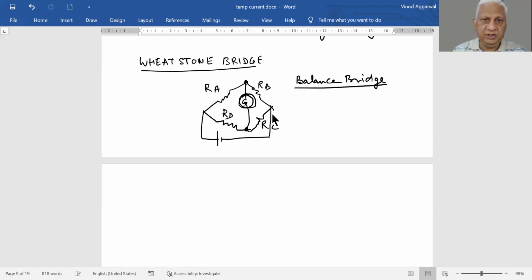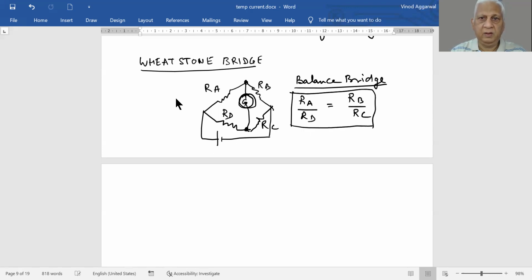When this bridge is balanced, there is a special condition. And this special condition is that the ratio of RA by RD is equal to the ratio of RB by RC. This is a very important condition. Now, through the Wheatstone bridge, you can measure very small resistances accurately, because you're just taking the ratios.